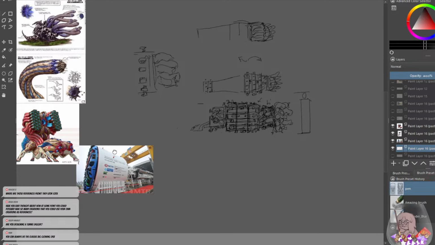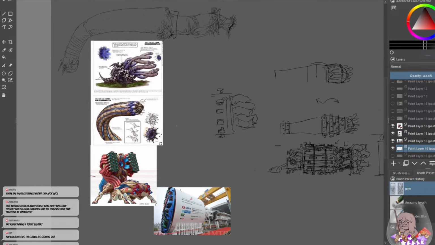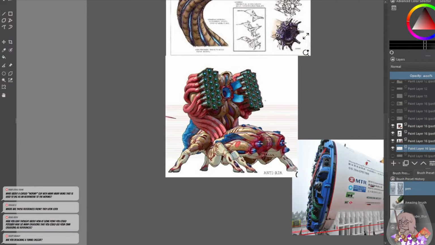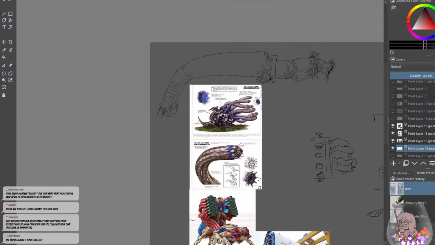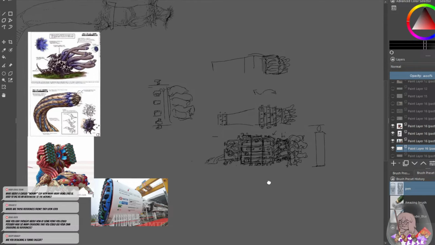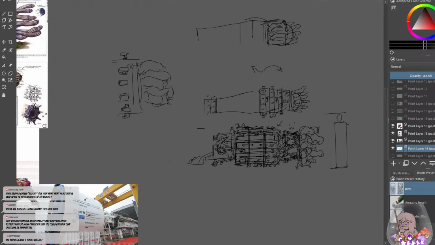Where are these references from? These? Just searched up Pinterest. I searched biomech because I was looking for this one. And I also found this just on the side, and I found it was cool, so I just pulled it up. I'm not really using it. Just put it up and haven't removed it.